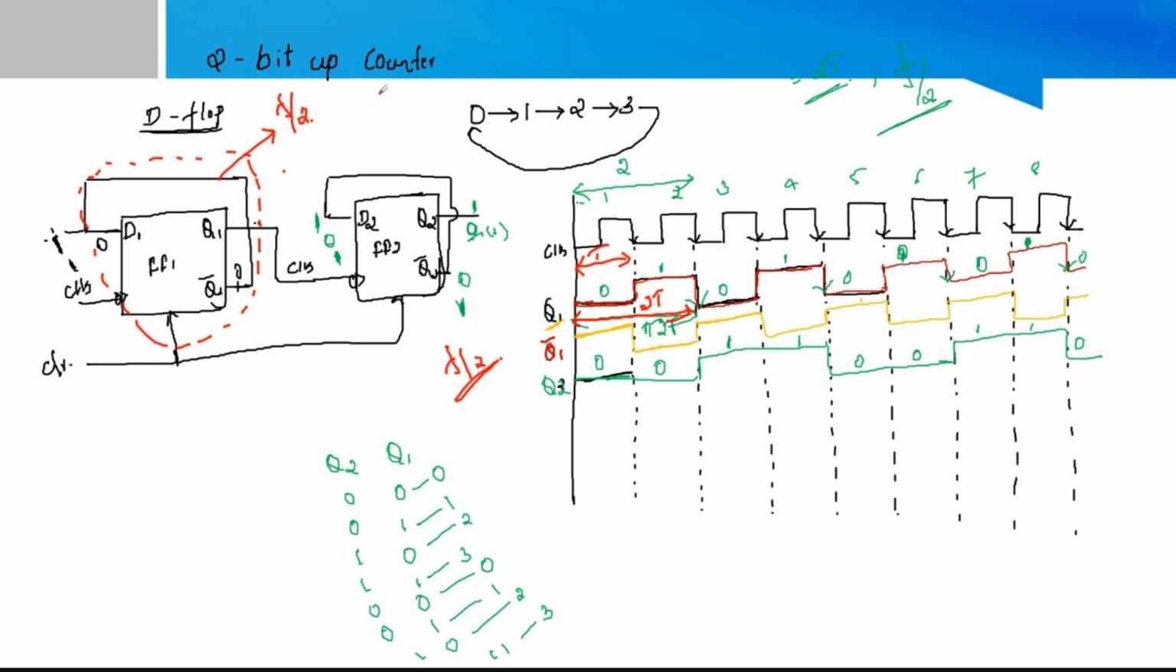Any doubt? For the 2-bit down counter, how will you take it? For a 2-bit down counter, how will you do it? Guys, for a 2-bit down counter, how will you do it?